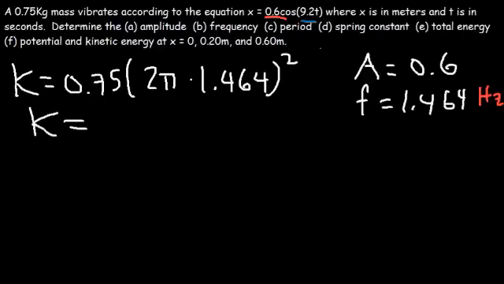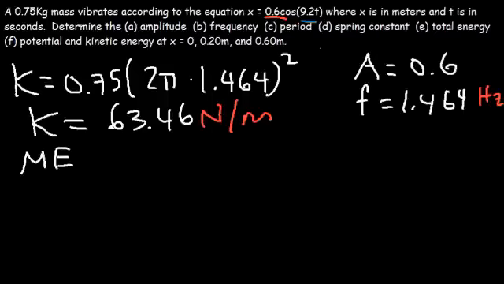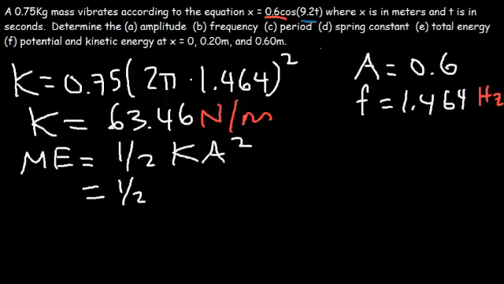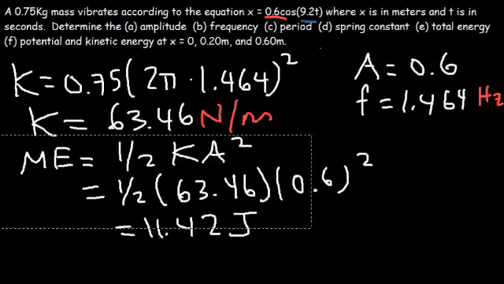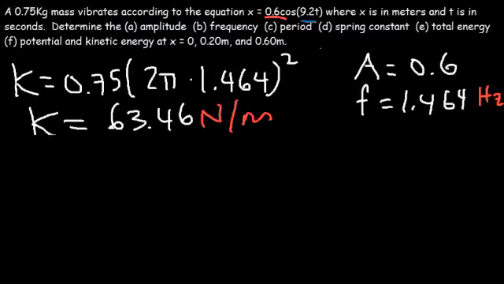So K is equal to 63.46 newtons per meter. So now the next thing we need to do is find the total energy, which is really the mechanical energy of the system. And that's 1/2 times K times the amplitude squared. So 1/2 times 63.46 times 0.6 squared. Half of 63.46 is about 31.73. And if you multiply that by 0.6 squared, you should get 11.42 joules. So that is the total energy of the system.